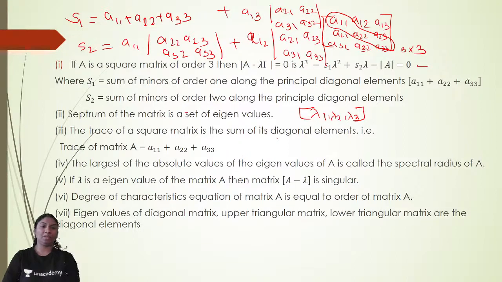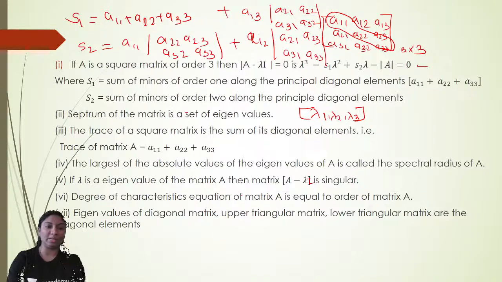Okay, now the next point: the largest of the absolute values of the eigenvalues of A is called the spectral radius of A. Whatever the largest eigenvalue of A is, that is the spectral radius of A. Now, if lambda is an eigenvalue of the matrix A, then the matrix A minus lambda I is singular. The degree of the characteristic equation of matrix A is equal to the order of the matrix.